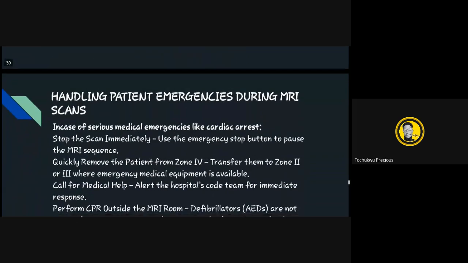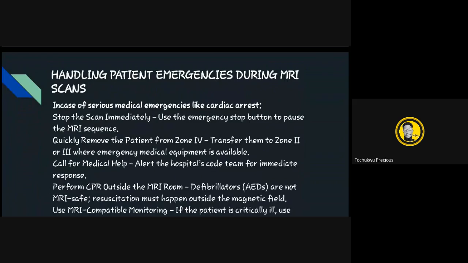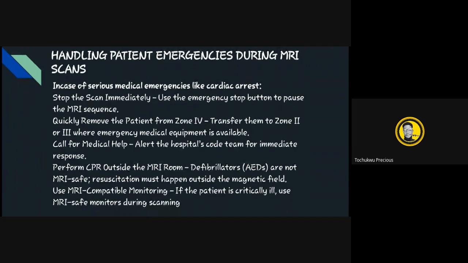Handling patient emergencies during MRI scans. So in case of serious medical emergencies like cardiac arrest, what do you do? First of all, you stop the scan immediately. You remove the patient from zone 5 and transfer them to zone 2 or 3, where emergency medical equipment is available. Because if the patient is having cardiac arrest, they are going to need their defibrillators and all, and these things are not MRI compatible.